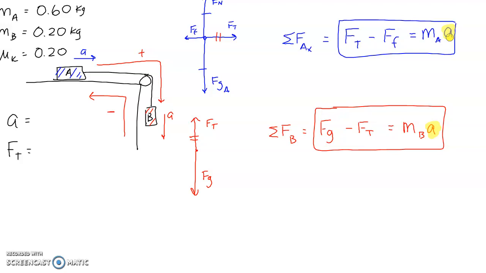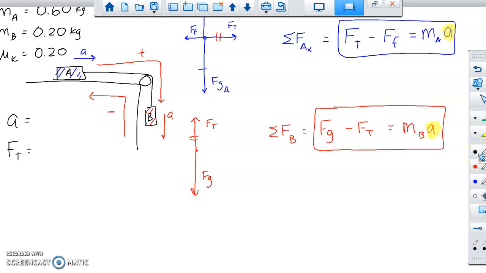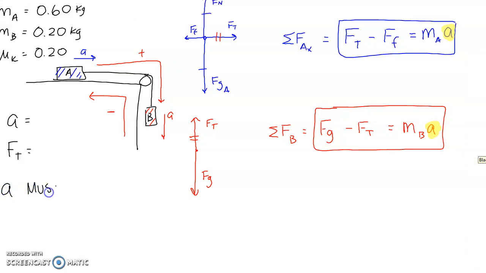So if the A block is moving to the right, that must mean the B block is moving down. Imagine if the B block was accelerating at a faster rate than the A block. That string would have to snap in order for it to get far enough away from the A block as it accelerates faster. So we're making the assumption here that the acceleration must be the same, and I'll just write this over here. The acceleration must be the same for both A and B blocks because it's one whole thing that moves together.